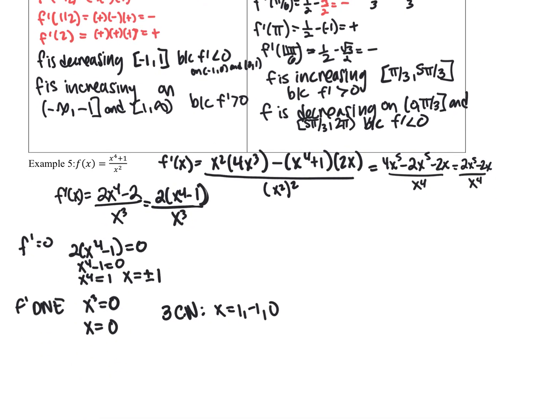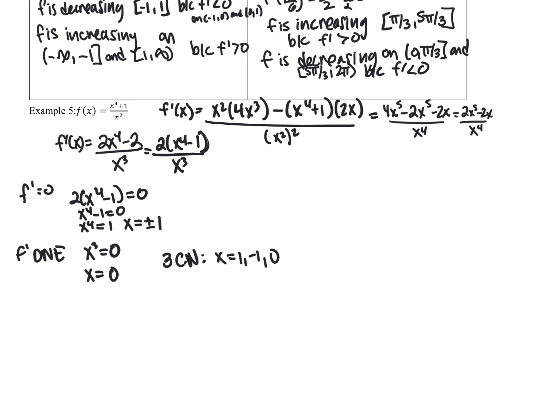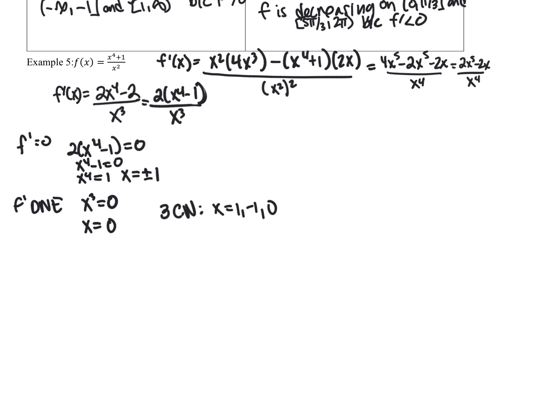All right. Here is example 5 again. So although the derivative does not exist at x equals 0, if you plug x equals 0 into the original function, f of 0 does not exist. So that is not a point on our function. We're going to have a vertical asymptote there. So this is not a critical number.